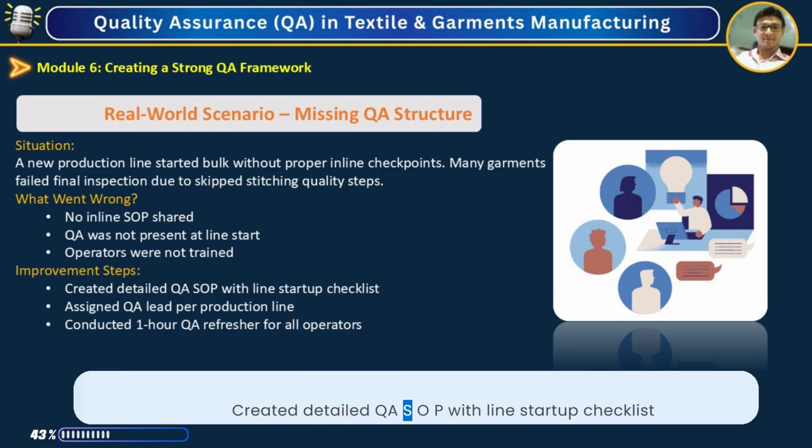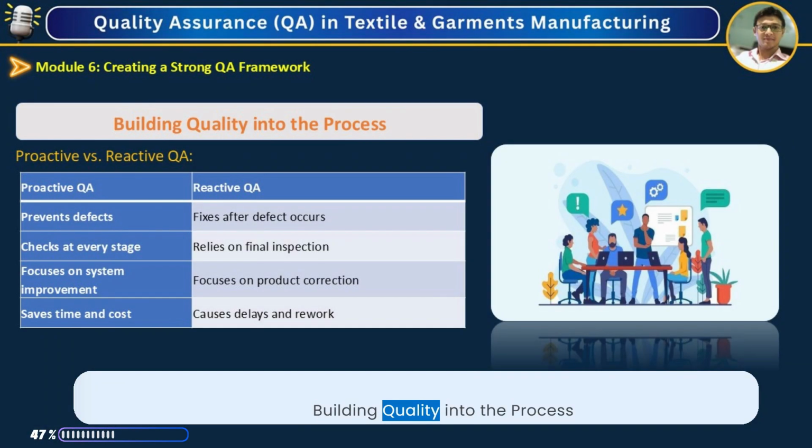Improvement steps: created a detailed QA SOP with a line startup checklist. Assigned a QA lead per production line. Conducted a 1-hour QA refresher for all operators. Building quality into the process. A strong QA framework makes the system proactive. It's better to catch issues at the start than to fix them at the end.